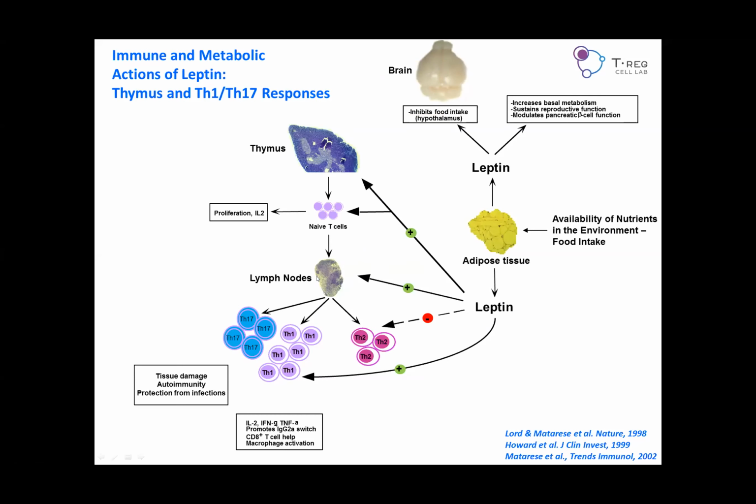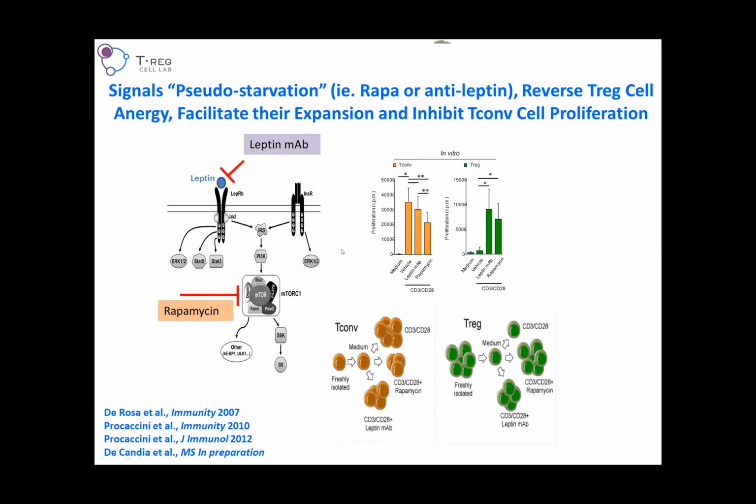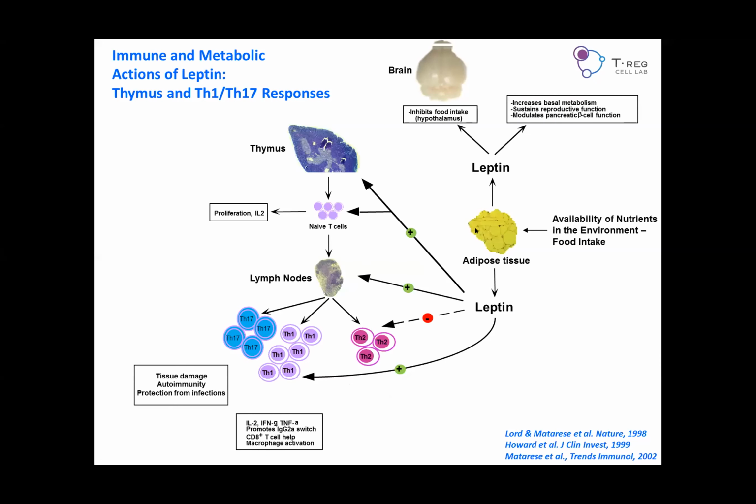Okay, so this is our starting point, focusing on the amount of leptin produced and the amount of effector responses in the periphery. You have to think that at the time, this was very hard for us to demonstrate, also because nobody believed us that a hormone produced by fat could affect immune responses. But we were quite lucky in finding it. Therefore, leptin is important for effector responses, boosting effector responses and dampening Th2 responses.